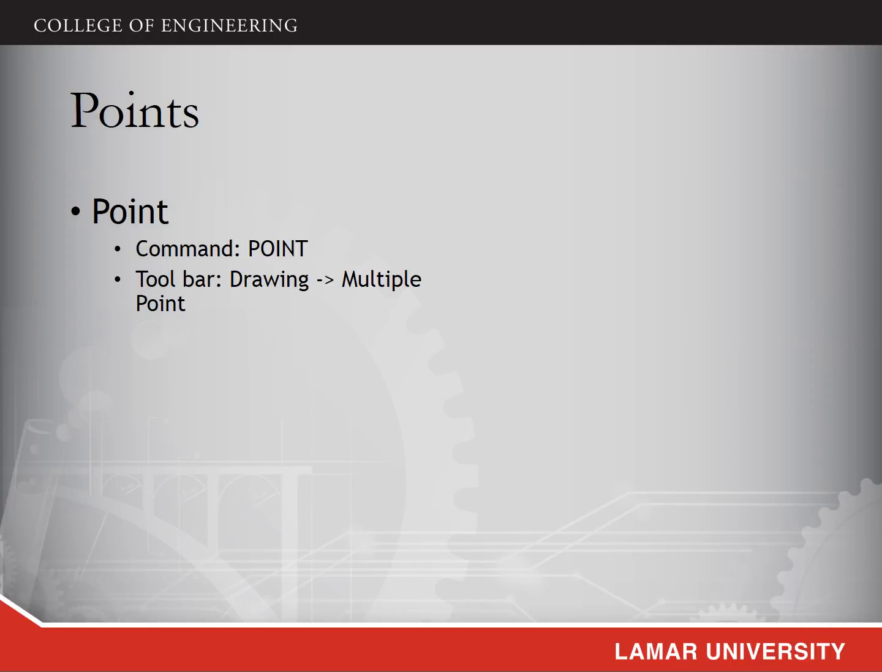To insert one point in AutoCAD, you can type the command point. Once the command is typed in the command window, you will be asked to define the location of that point. This command will only allow you to insert one single point in the modeling space. If you want to insert more than one point, you have to go to the menu bar, select Draw, go to Points, and then select multiple points.